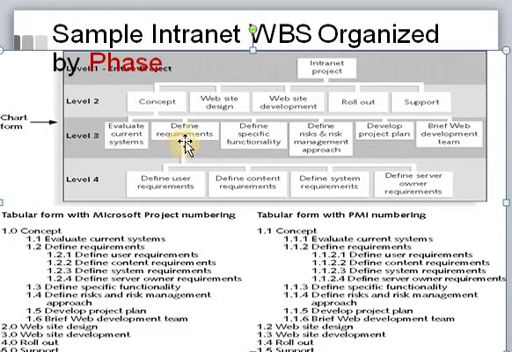Similarly, at level 3, we decomposed the define requirements task into define the user requirements, define the content requirements, define the system requirements and define the server owner requirements. So every related task will be decomposed into a set of smaller and manageable units at different levels, starting from level 1 and proceeding towards level 4.